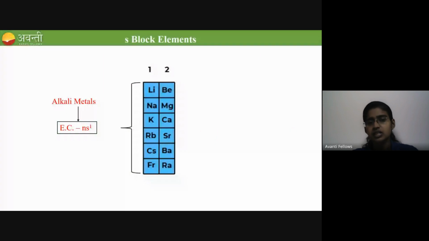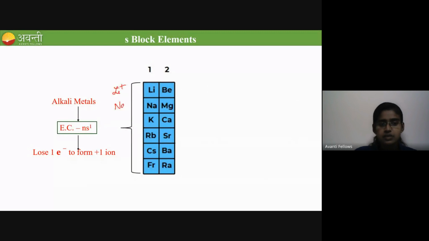Lithium, sodium, potassium, rubidium, cesium and francium, they easily lose their one electron which is there in the ns1 orbital to form the +1 ion. So lithium will lose it and be converted to Li+, sodium to Na+, potassium K+, rubidium Rb+, cesium Cs+, and francium. Francium is radioactive, so we will not study the chemistry of francium and radium, so we can leave that.